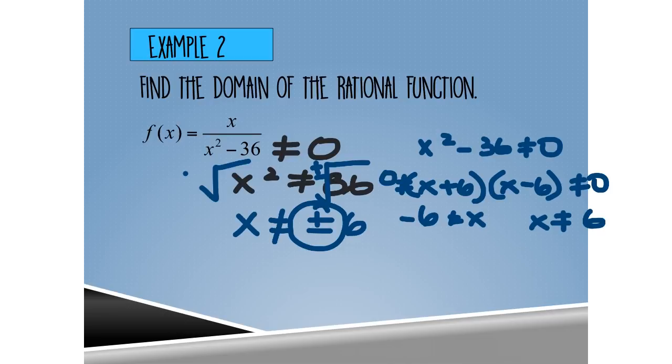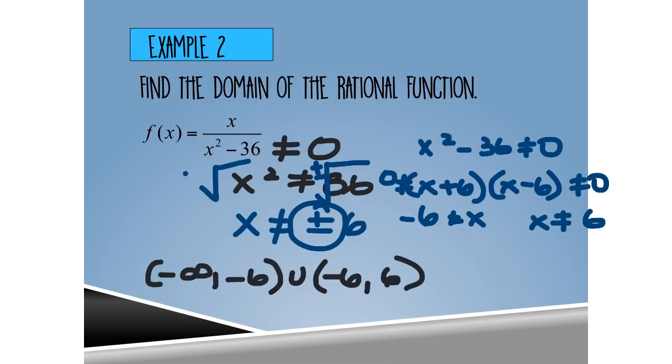So now x can be anything but negative 6 or positive 6, and in interval notation that goes from negative infinity to negative 6, which can't be negative 6, so it gets the parenthesis, union negative 6 to positive 6, because it can be all the numbers in between them, and then 6 to positive infinity. So by putting the parentheses here and here, we're saying it can't be negative 6, and here, we're saying it can't be positive 6.